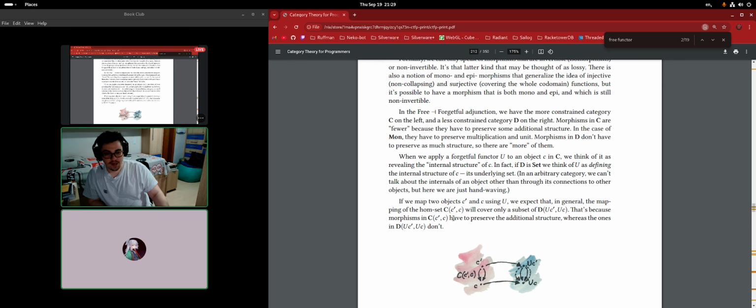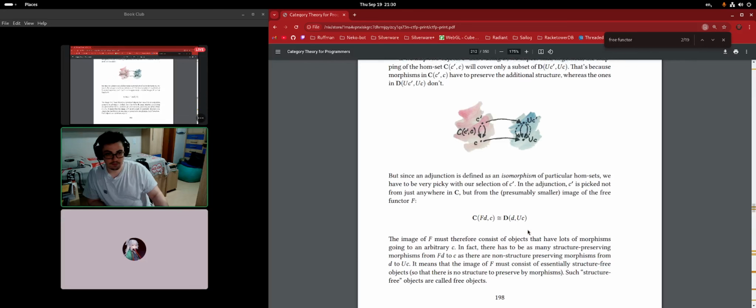If we map two objects, C prime and C, using U, we expect that, in general, the mapping of the hom-set will cover only a subset of the other hom-set. Because this one has to cover more things, such as the monoidal laws. That means this will probably be a subset of that, because morphisms have to preserve additional structure.